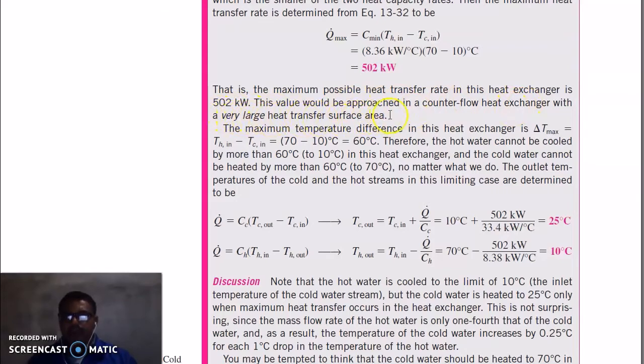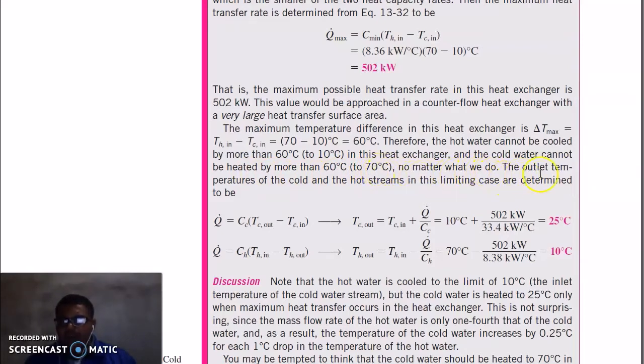This value would be approached in a counter flow heat exchanger with a very large heat transfer surface area. The maximum temperature difference in this heat exchanger, delta T maximum, is equal to 60. Therefore, hot water cannot be cooled by more than 60 degrees in this heat exchanger, meaning to 10 degrees, beyond which we can't go, and the cold water cannot be heated by more than 60 degrees, meaning the maximum temperature of cold water which we can achieve is 70 degrees.